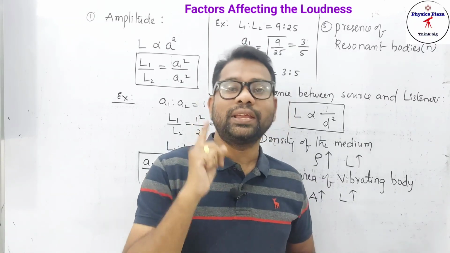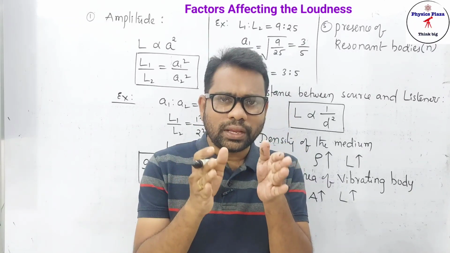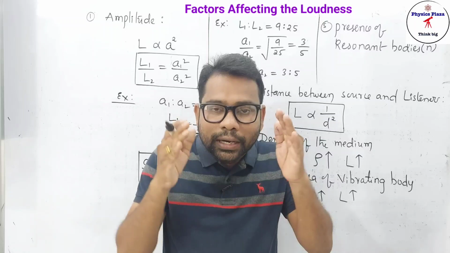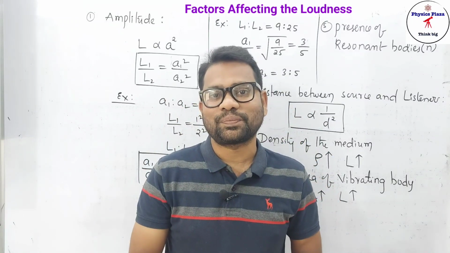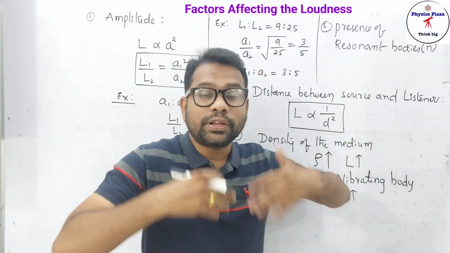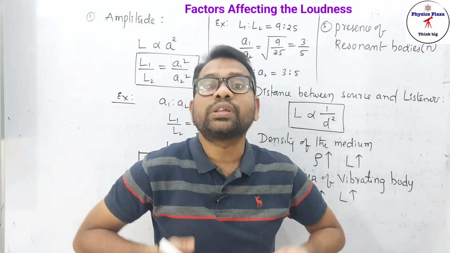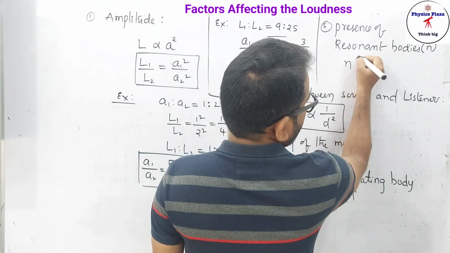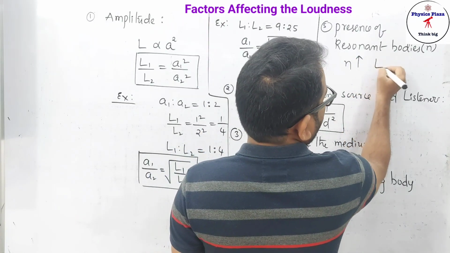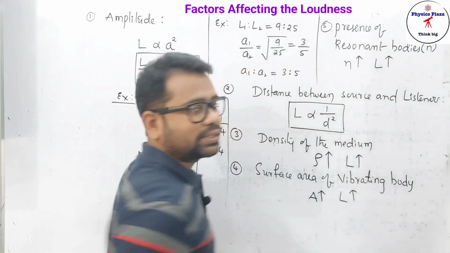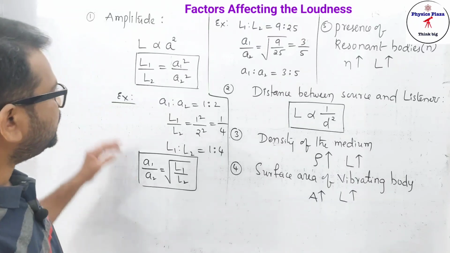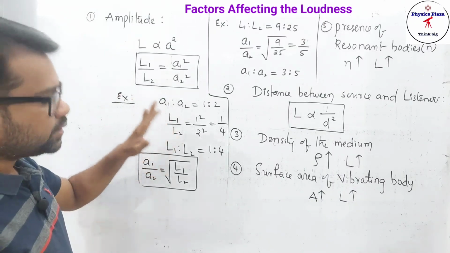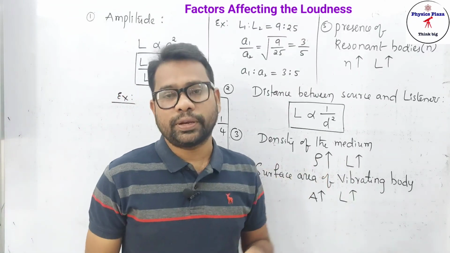Loudness is increased. If two bodies are in resonance, then what will happen? Its loudness increases obviously. So if more resonant bodies are there, obviously loudness will be more. Means if the number of resonant bodies is increased, then the loudness of sound also increases. Is it clear? Fine. So children, these are the factors on which the loudness of a sound depends.